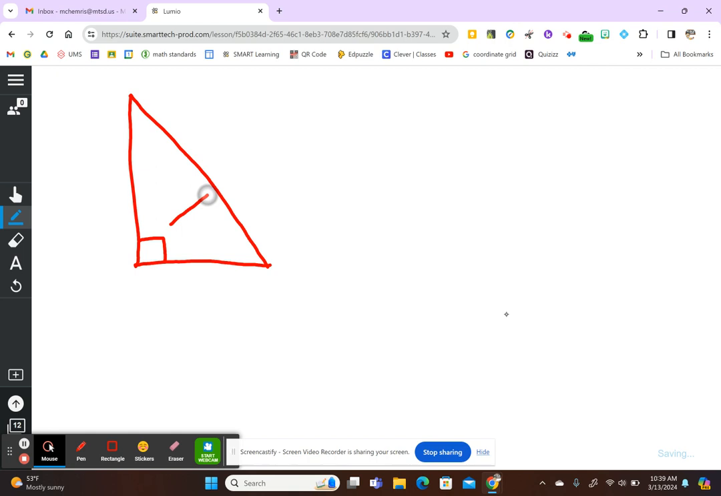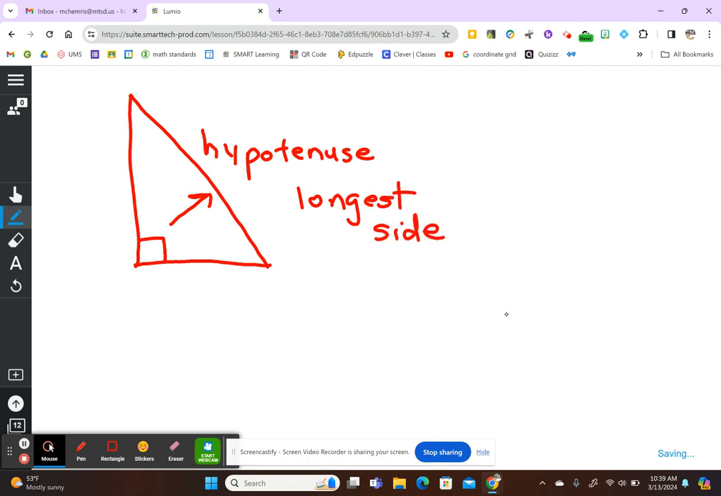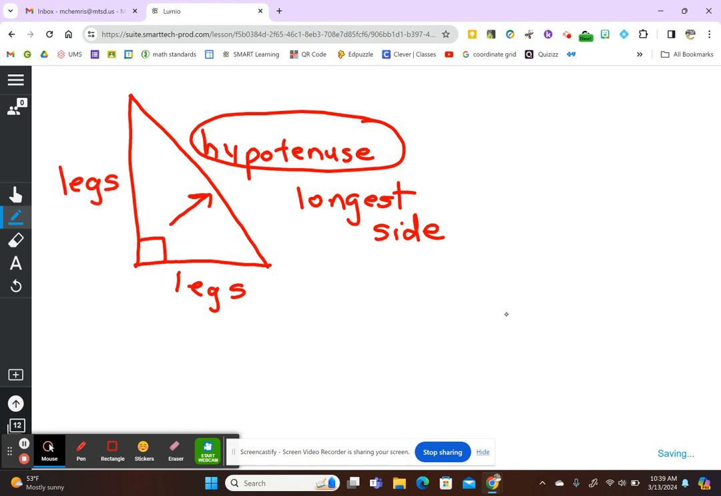The side opposite the right angle is called the hypotenuse, and that stands for the longest side because it is the side opposite the biggest angle, so it is the longest side, and we call it the hypotenuse. The other two sides, and it does not matter which is which, are called legs. We usually call the hypotenuse C. We call one of the legs A and one of the legs B.